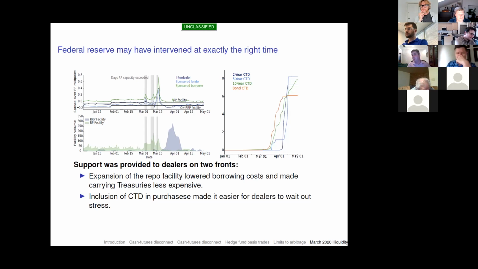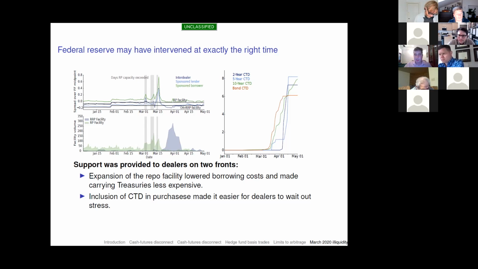So we think both of these interventions were important. It's a little bit difficult to disentangle the effects of the two and talk about which one was more important. But in general, what they did was lower the cost to dealers of carrying treasuries by increasing the amount of repo financing available, and at the same time, take some of those treasuries off of dealers' balance sheets. So they may have been, in fact, complementary. All right, so I think I'm about out of time. I'm just going to conclude real quick.